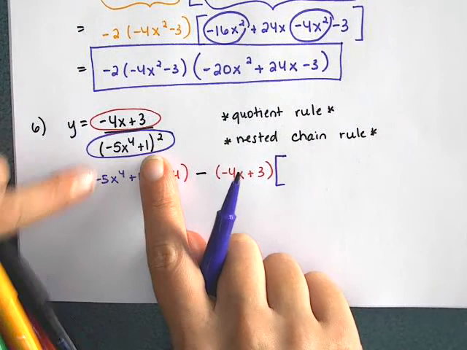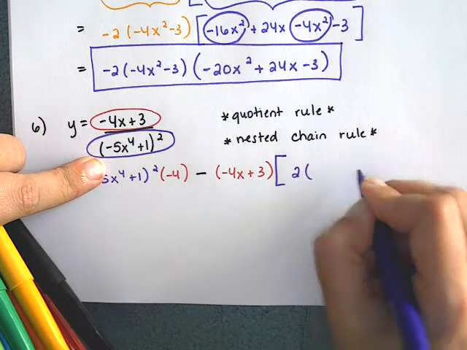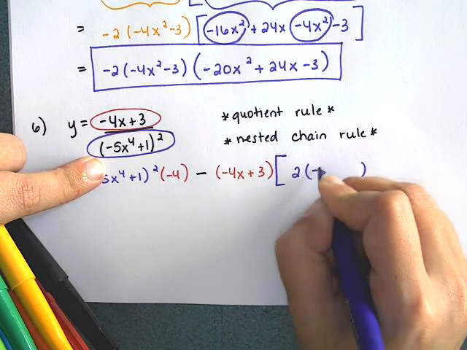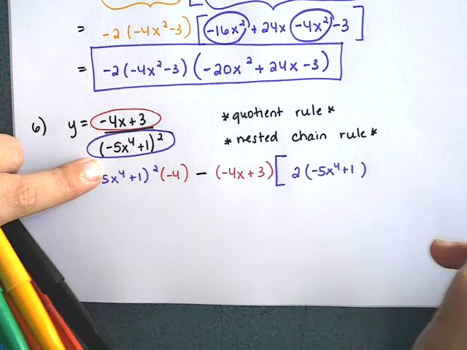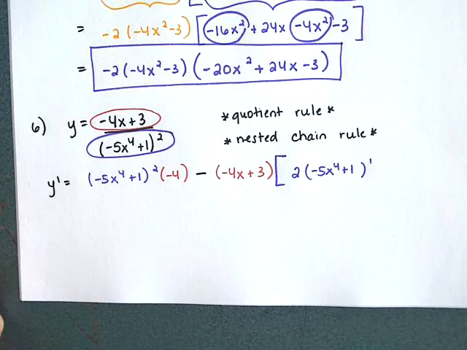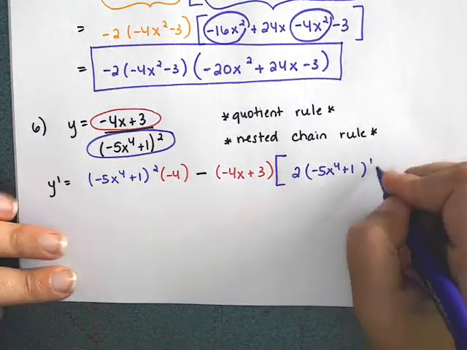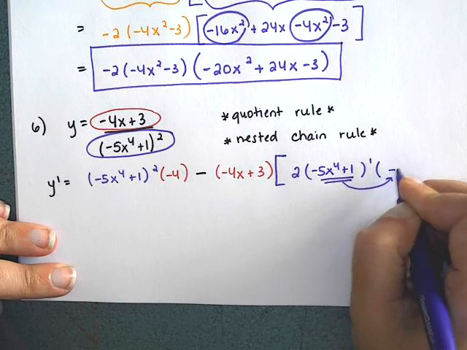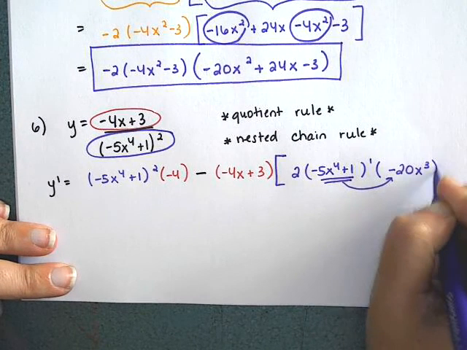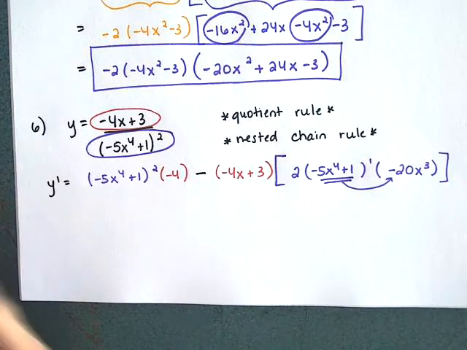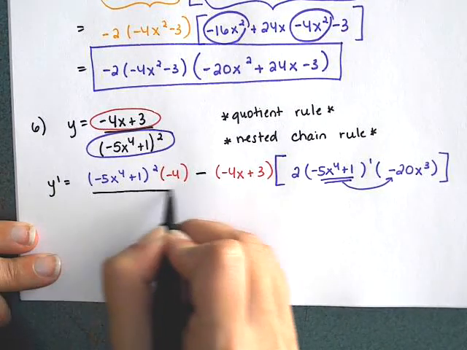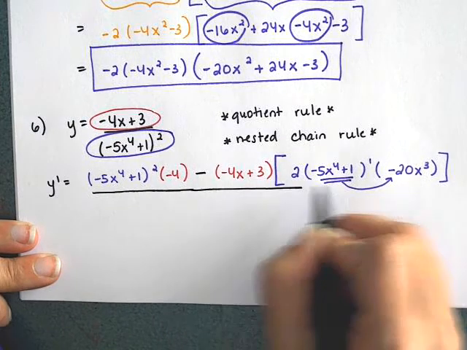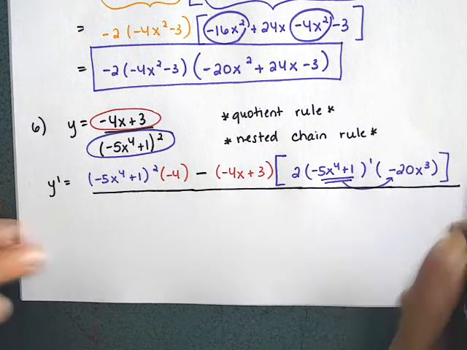To do the derivative of this part, I'm going to drop the 2, leave the inside alone. I could write that this is to the first power. I don't usually do that. And then derivative of the inside, which would be negative 20x to the 3rd. And then low squared goes down below.